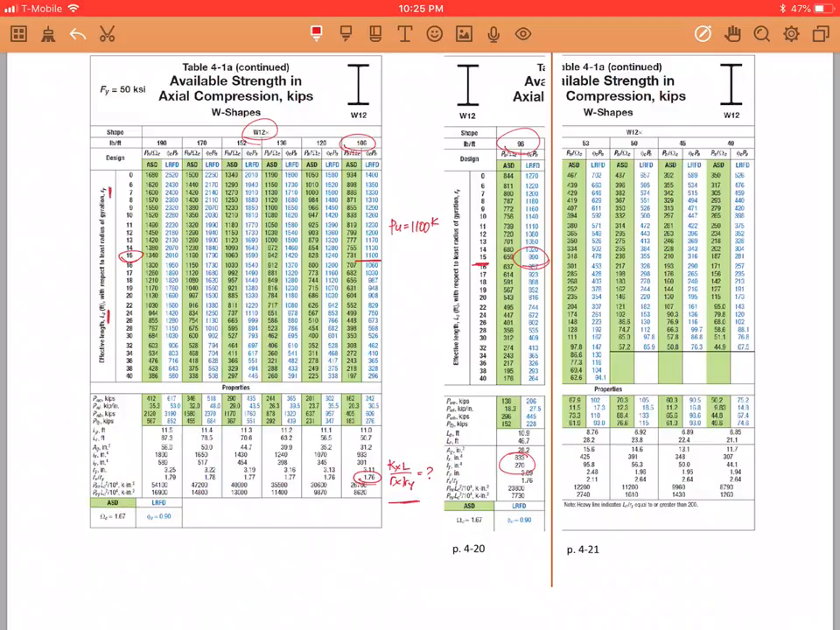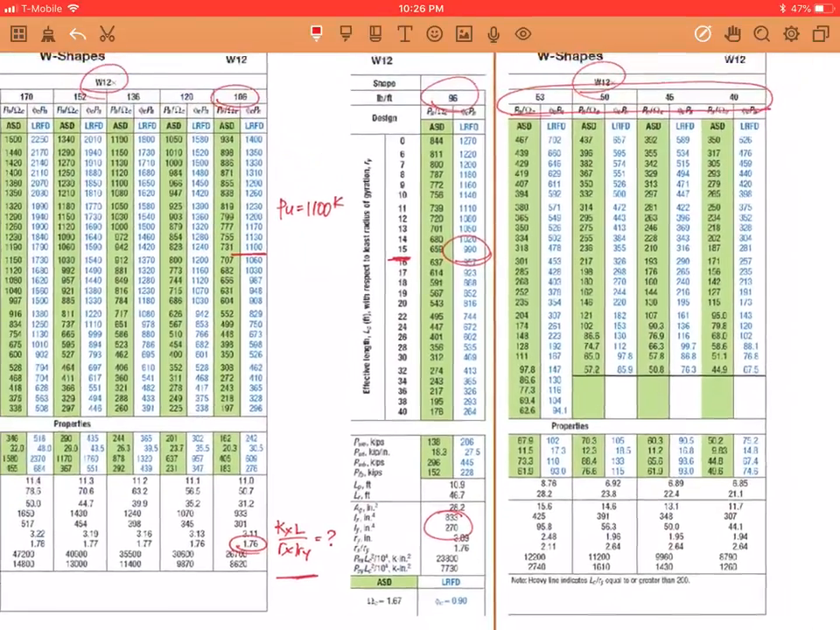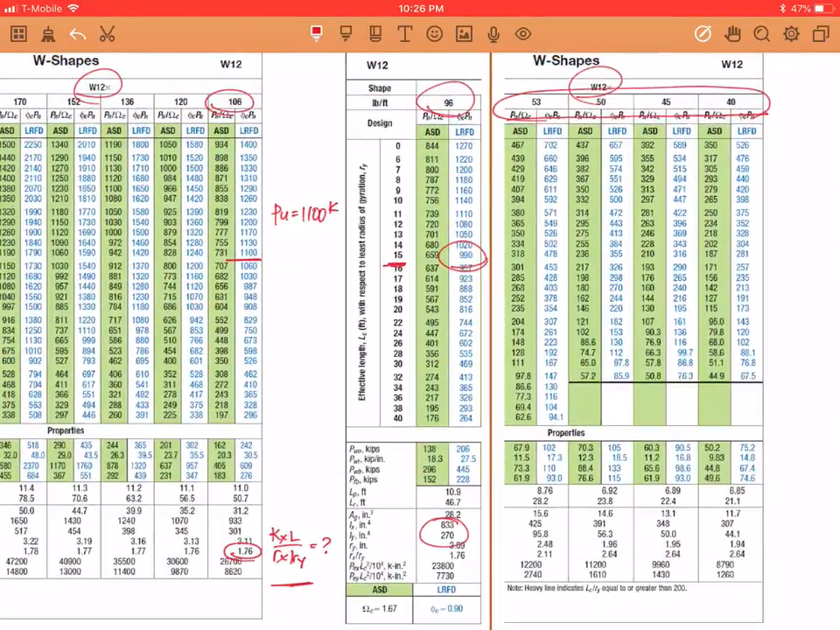And then finally, in this example, we would talk about, well, let's take a look at some of these lighter shapes over here. If we turn the page in the manual, we would see W12s that are like W12 by 40, 45, and so on, right? And we would notice that as we get to longer lengths over here, we have no values listed for the column capacities. And why is that?